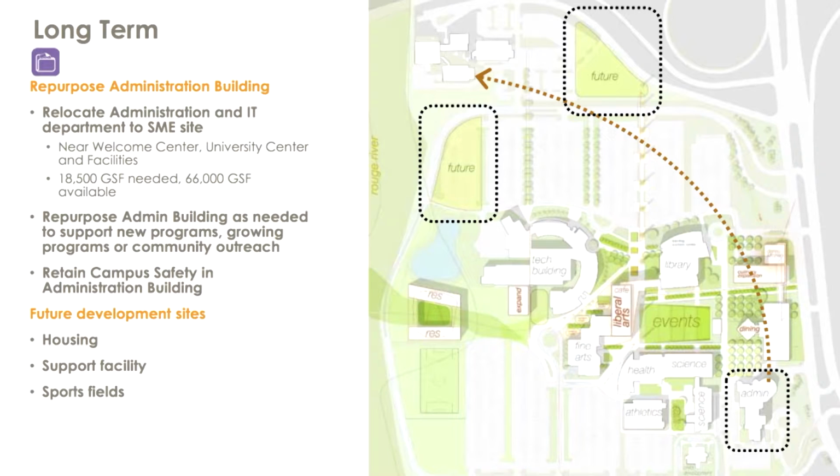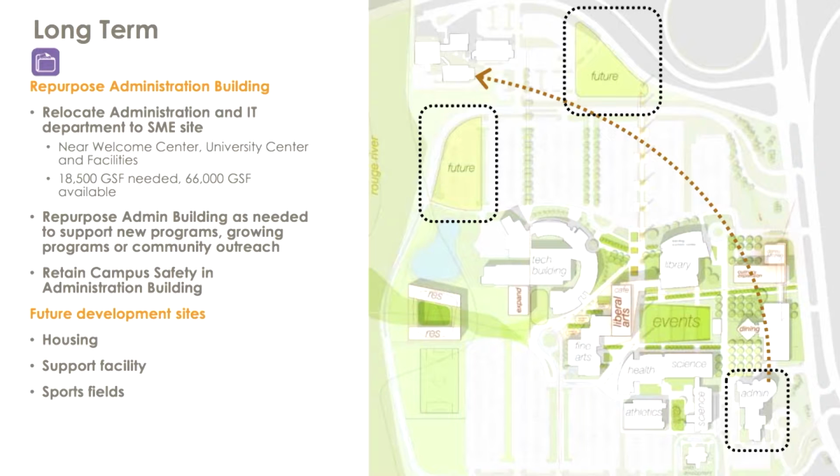Repurposing the administration building. With this collection of buildings that we're currently in right now, as the space frees up over time, there's the opportunity to get IT, facilities, and the administration over to that building, along with the University Center and the Welcome Center. It all operationally makes a lot of sense together in the long term. Free this building up. We're just thinking what could happen. We don't know if this will happen, but what could happen. It can be repurposed as needed to support new programs, connect with community by providing community outreach programs.